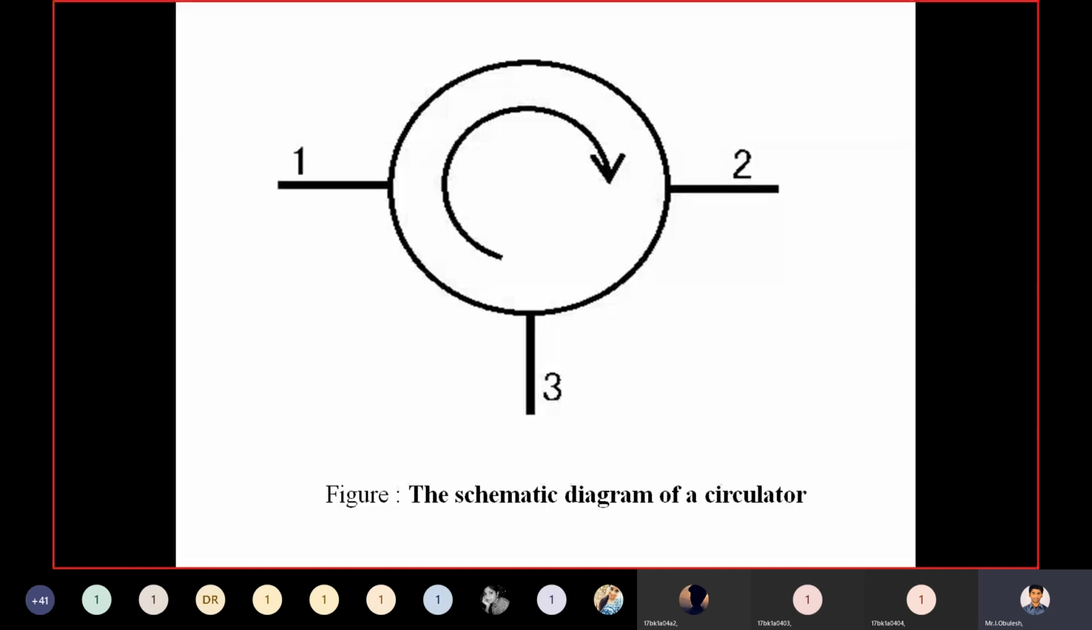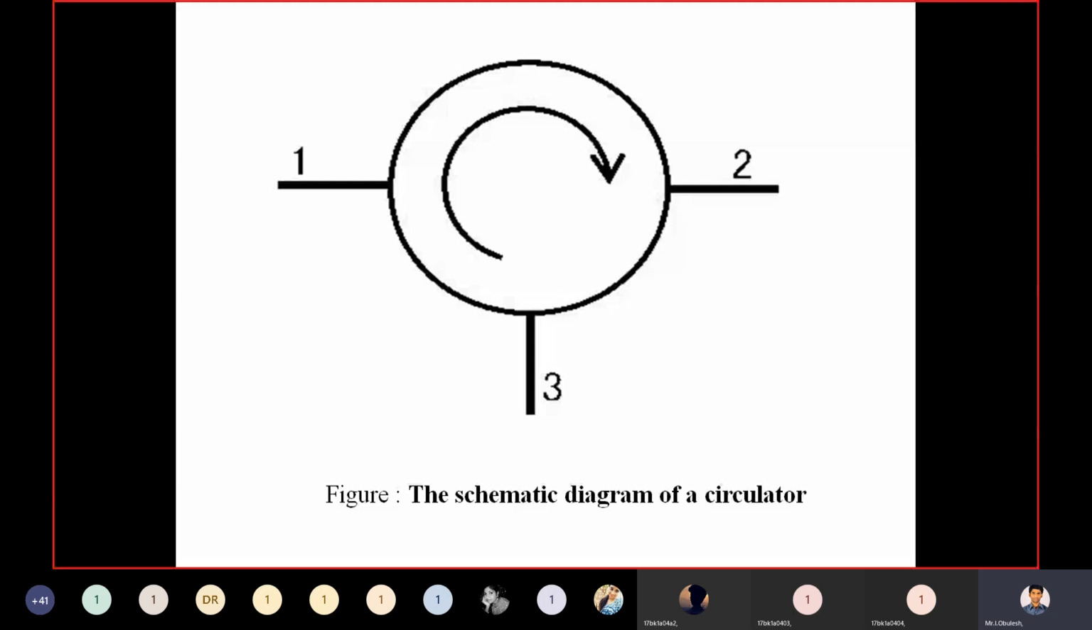Sometimes we will use a 3-port also. The 3-port circulator with waveguide packages has a frequency range up to 40 gigahertz, and the VSWR, insertion losses and isolations will come from that.